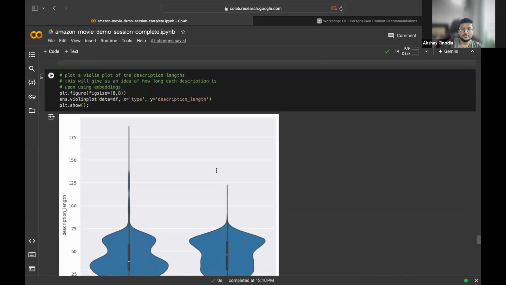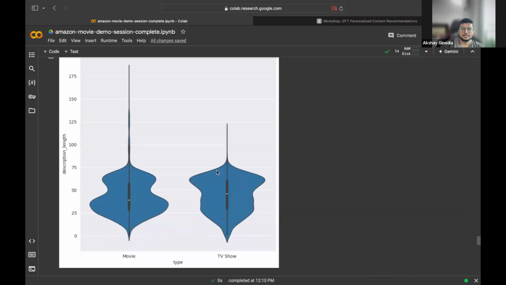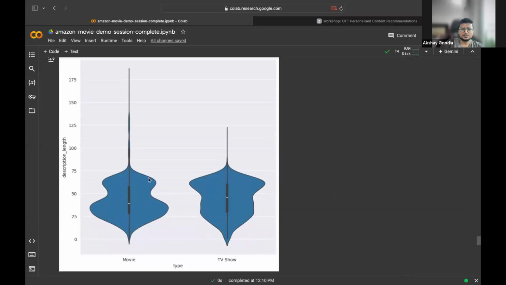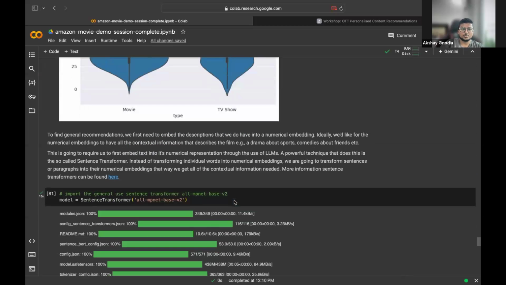Then if I do some exploration on the description length, I can see movies and TV shows on average have the same description length, but movies have a lot of outliers, like some movies with a lot of description. Some TV shows also have some outliers with description, but on average, the middle part looks the same. So they have a similar structure to it.